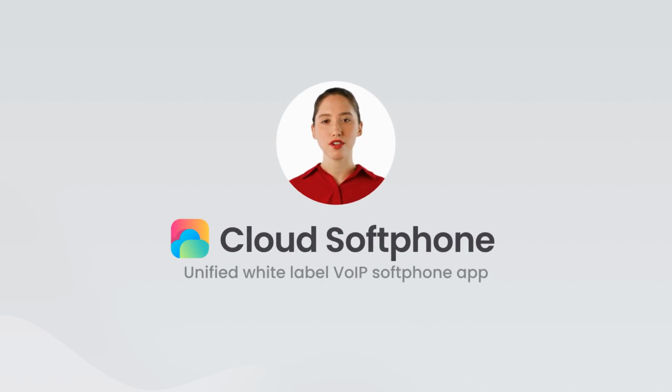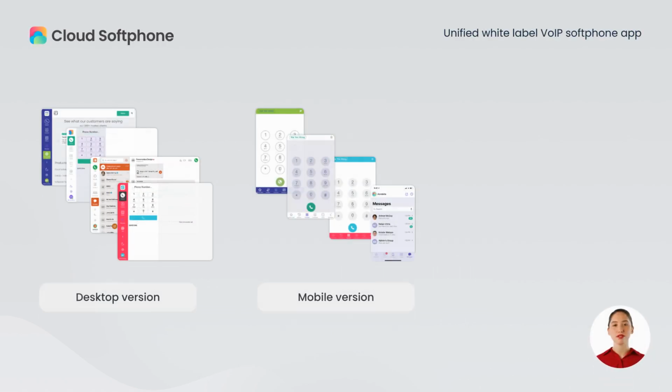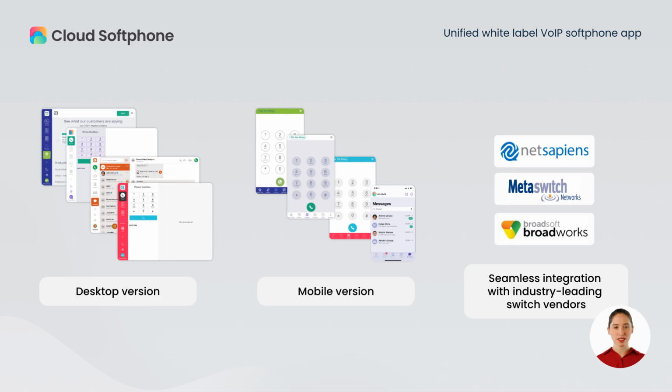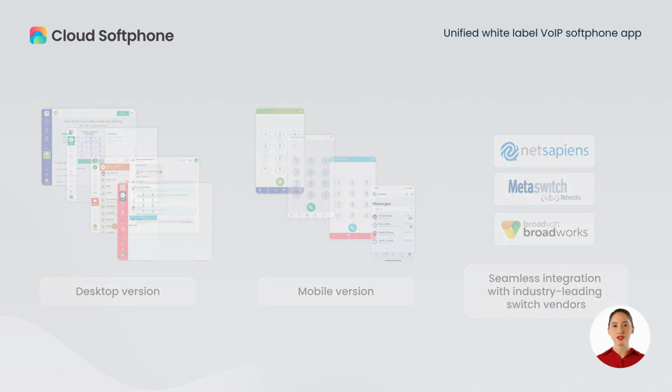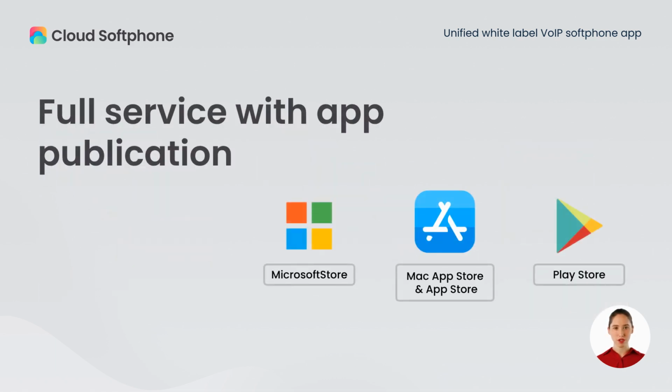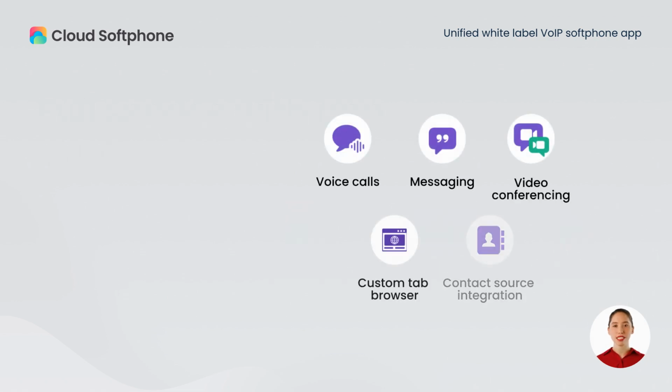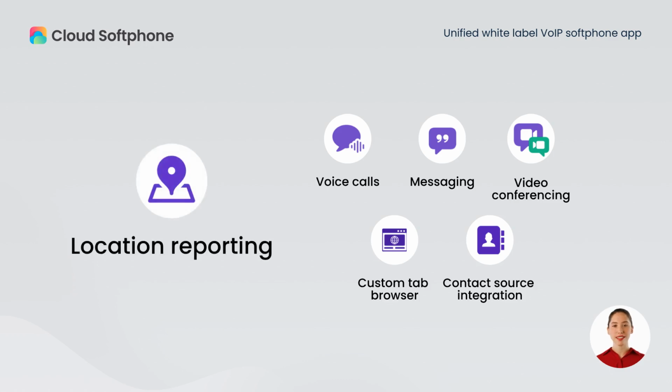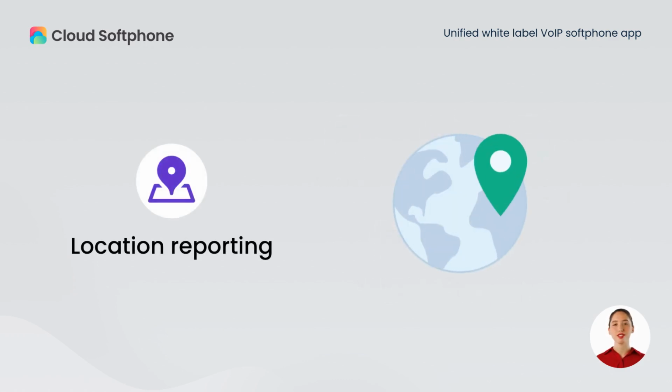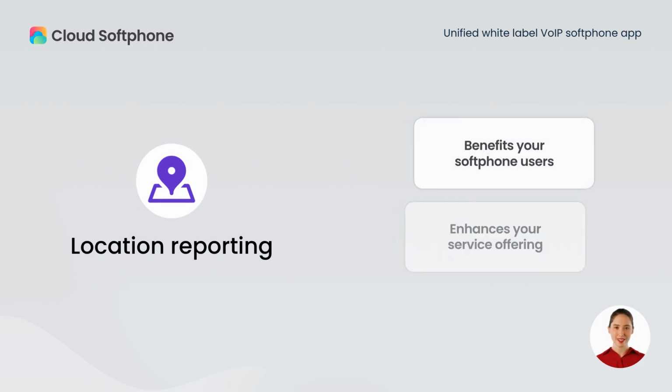Our Cloud Softphone platform enables providers like you to create customized softphone apps that integrate directly with leading switches. We also handle publishing your apps to these major application stores for you. Beyond unifying communication tools, our platform includes a feature called Location Reporting. This feature allows the app to send GPS location data to the SIP network, which benefits your users and your service.